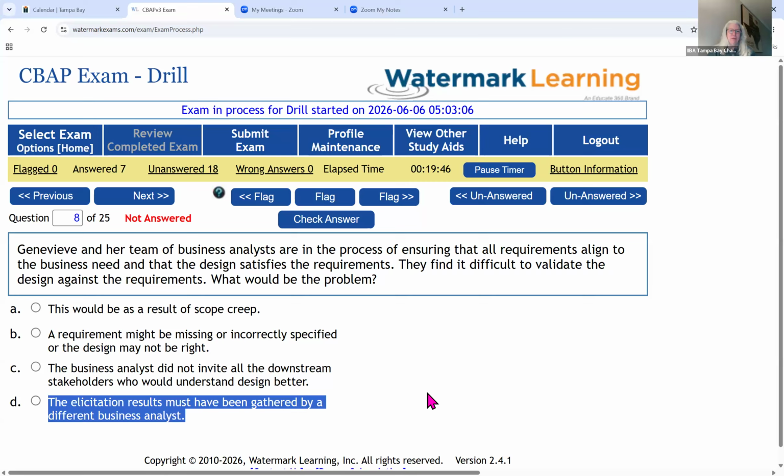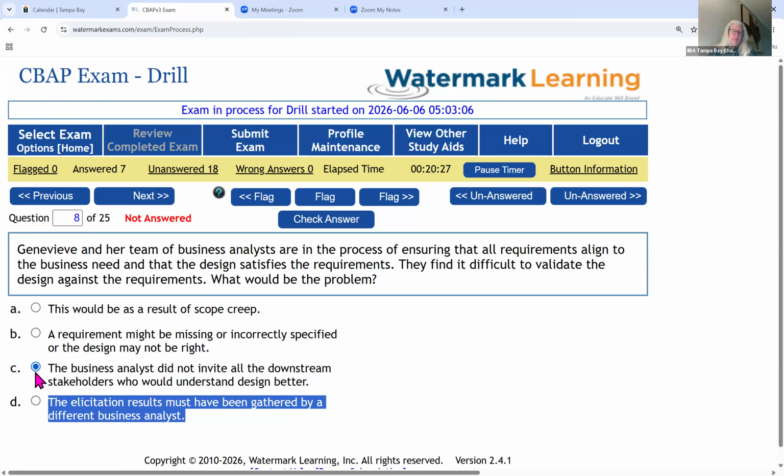This is never a good sign, is it? As business analysts, it's our job to do it so well that if another business analyst picks it up, they've got all the information that they need. Thank you, Jose. So what do we think is the correct answer? C. I've got one vote for C, between B and C, but I'll go with C.